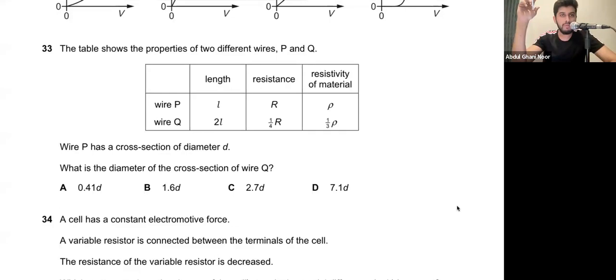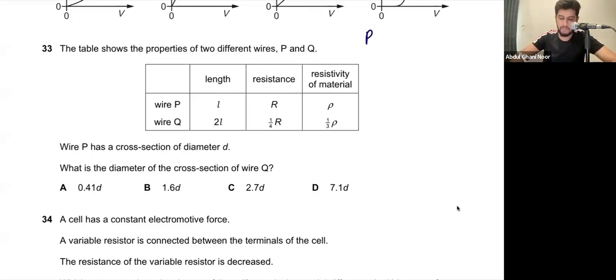Question 33. The table shows the properties of two different wires P and Q. Wire P has length L, resistance R, resistivity rho. Wire Q has length 2L, resistance 1/4 R, resistivity 1/3 rho. Wire P has a cross section of diameter D. What is the diameter of cross section of wire Q? The straightforward approach to this is to make equations.